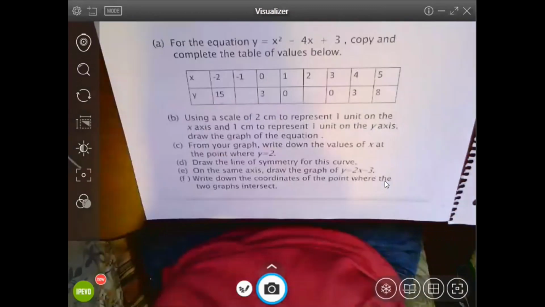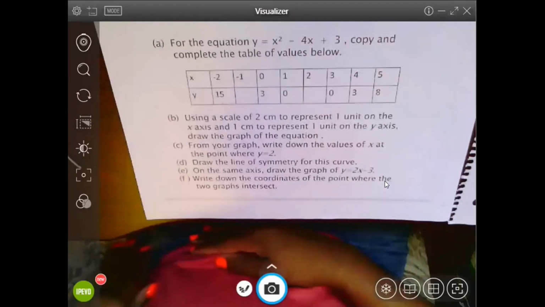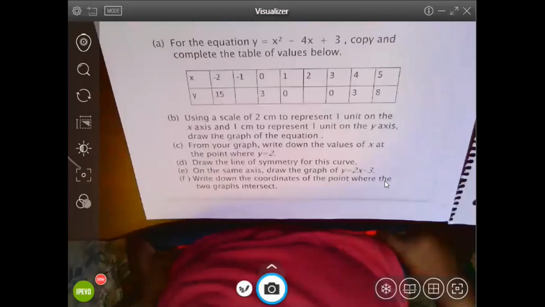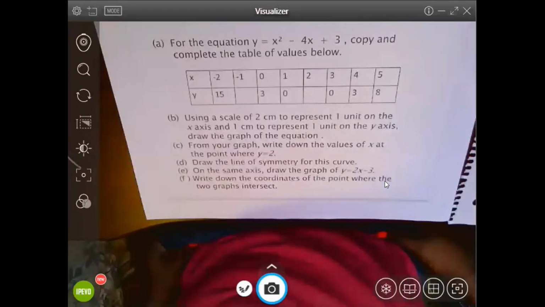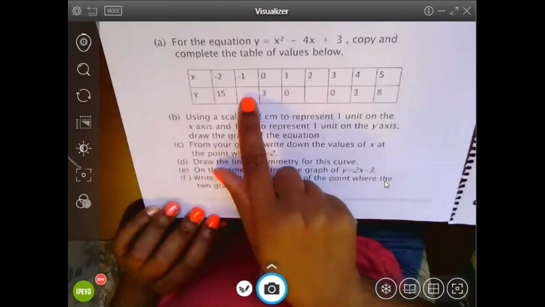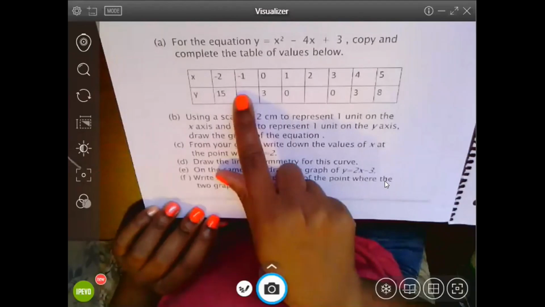All right, so here's the question, and I'm going to read through it. It says, for the equation y equals x squared minus 4x plus 3, copy and complete the table of values below. And we see we have our table, but I really only need to find 2 missing values. I need to see what happens when x is -1, and then what happens at the other missing x value.